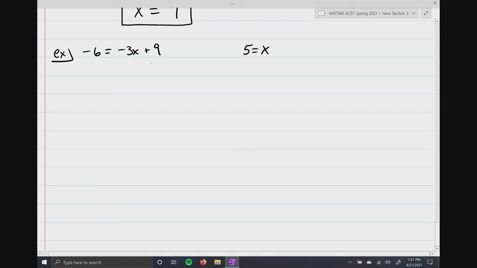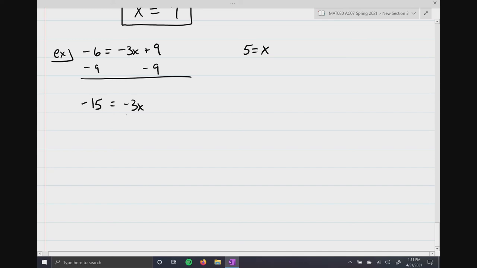So, what I'm going to do is I'm going to subtract 9 from both sides. Now, the reason why I did that is because my goal is to isolate that variable term, negative 3x. So, in order for me to do that, I'm just going to move the constant term to the opposite side. So, on the left-hand side, that gives me negative 15. On the right-hand side, that gives me negative 3x. All right. Are there any questions so far? Okay, good.